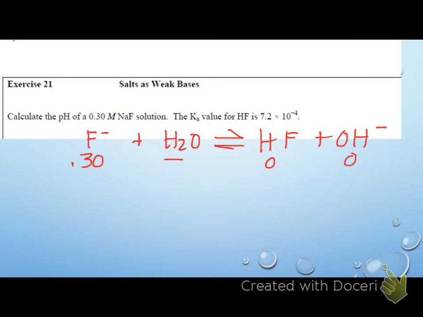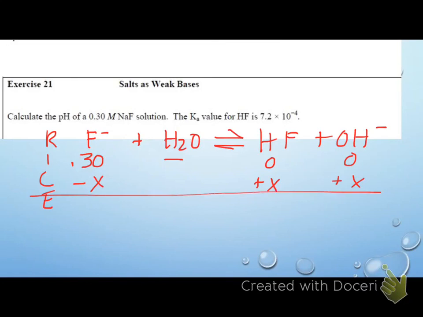I don't need to write the RICE. Y'all know what I'm doing when I do it, right? Just in case someone's watching. So the change is going to be minus x, plus x, and plus x. So at equilibrium, we're going to have 0.30 minus x, x, and x.